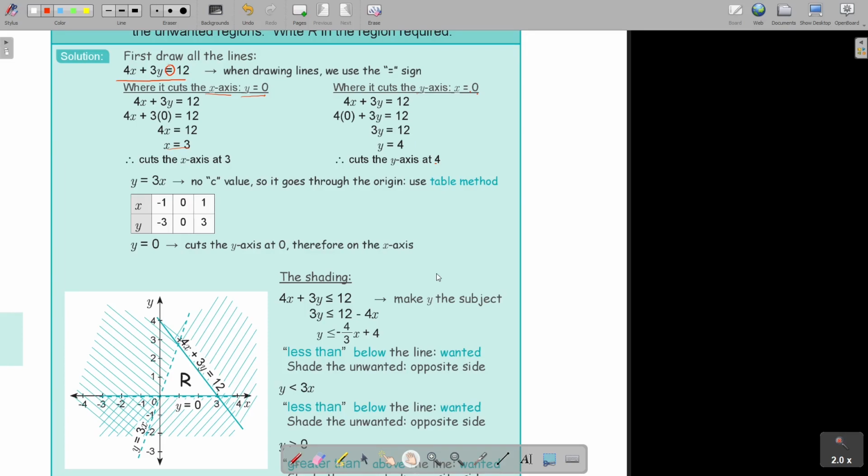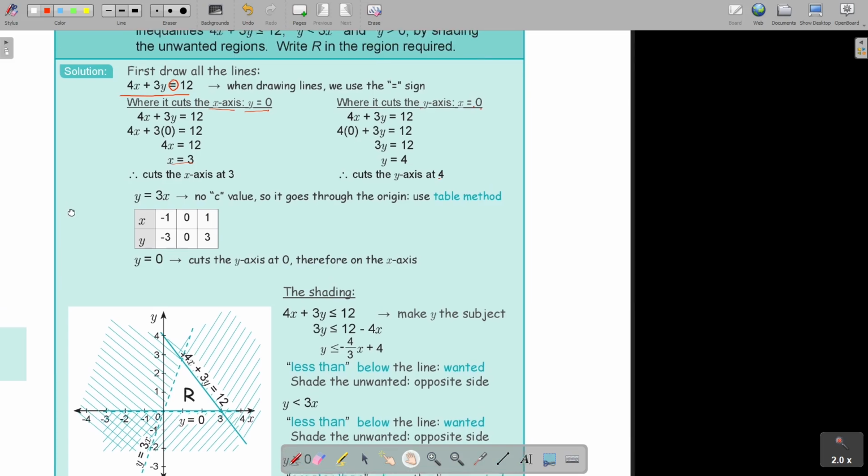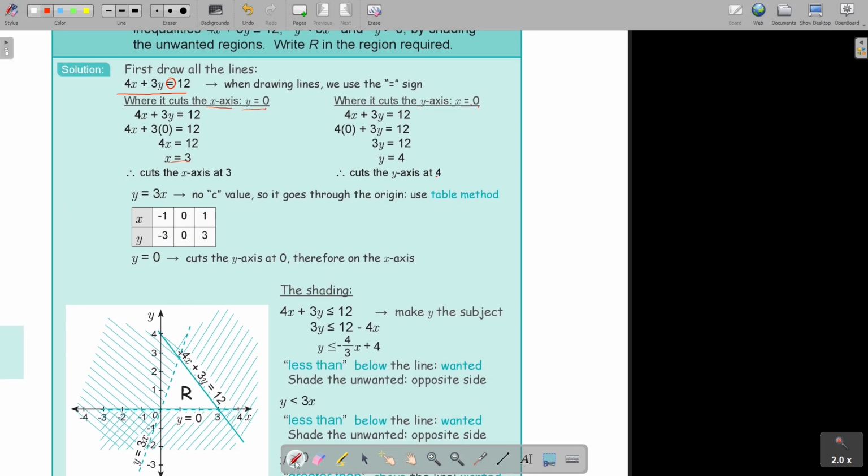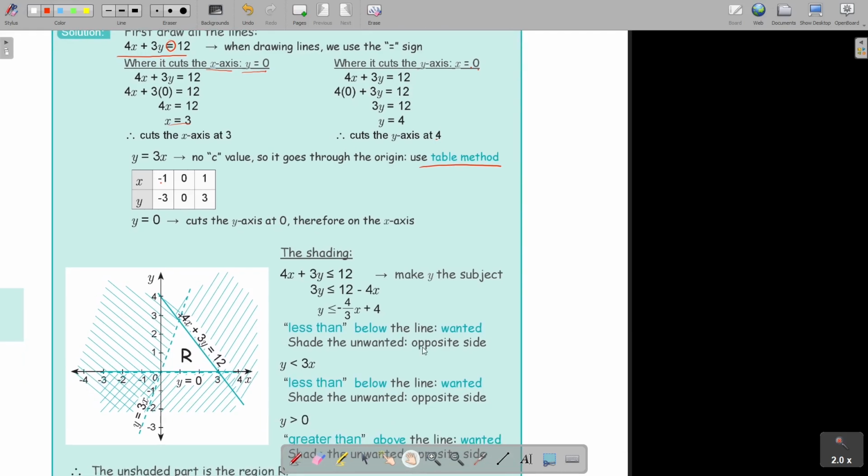If you want to see y equals 3x, then this cut method doesn't work, because it's going through the origin. If it's going through the origin, it's cutting the x-axis at 0 and the y-axis at 0. Then make a table. Please don't forget that. As soon as there's not a c value, then use the table. Then just choose a point, like -1, substitute and get your points. And there is your line.